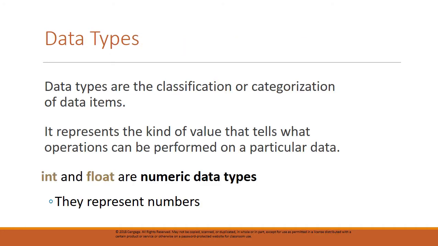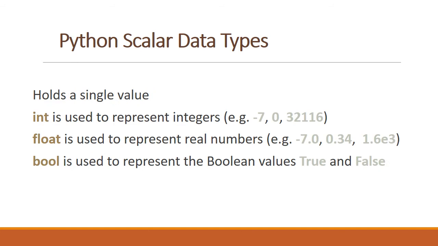Data types are the classification or categorization of data items. It represents the kind of value that tells what operations can be performed on a particular data. Int and float are the numeric data types, and they both represent numbers. Scalar data types can hold 1 value at a time. An int represents an integer, a float represents a real number, and a bool is used to represent the Boolean values true and false.